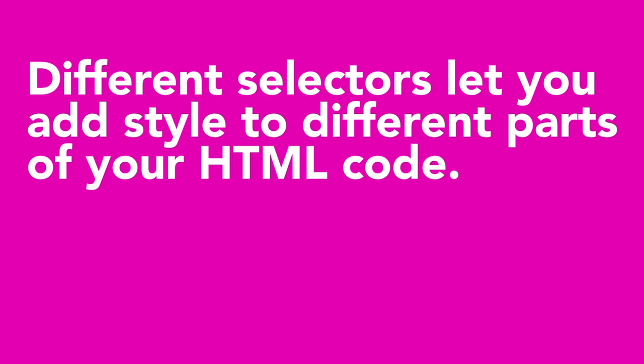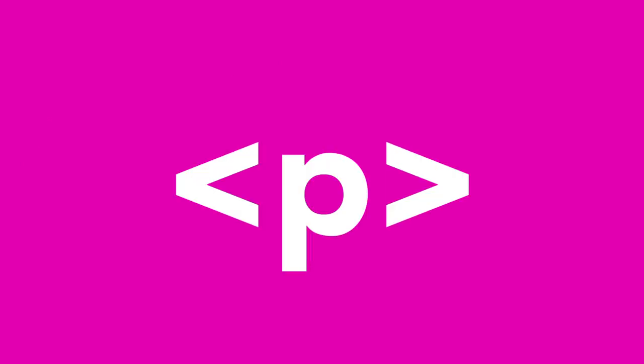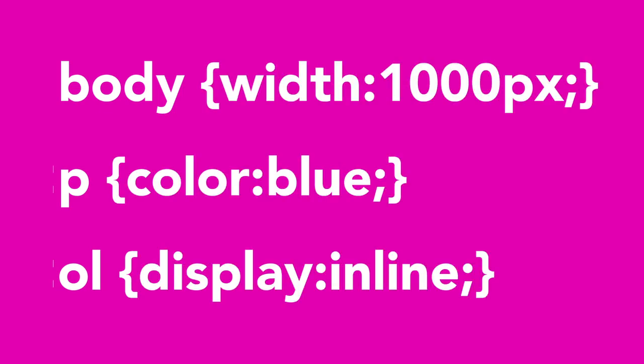You have different types of selectors. Let's start with the most basic, which is how to write a rule that will apply to a tag. To write a tag selector, you simply take off the brackets. So body, P, and OL are all CSS selectors that would apply to their specific tag back in the HTML.